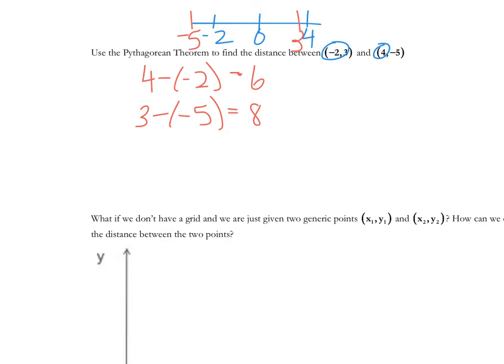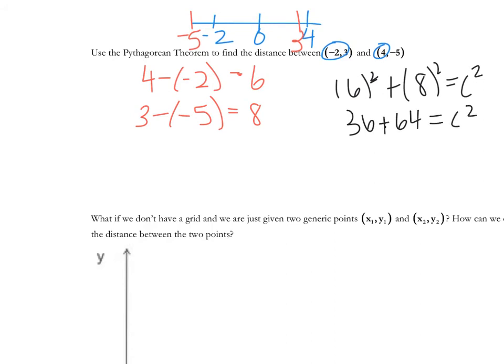So now let's go ahead and use the Pythagorean theorem, which is a squared plus b squared equals c squared. So 36 plus 64 equals c squared. So 100 equals c squared, so c equals 10. Okay.